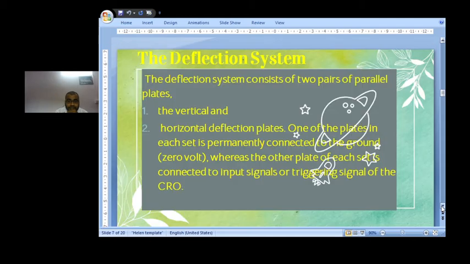Okay. And the deflection system. This deflection system basically consists of two pairs of parallel plates, vertical plates and horizontal plates. Okay, and one of the plates in each set is permanently connected to the ground, just to see the 0 volt, whereas the other plate of each set is connected to the input signals or triggering signals of the CRO.